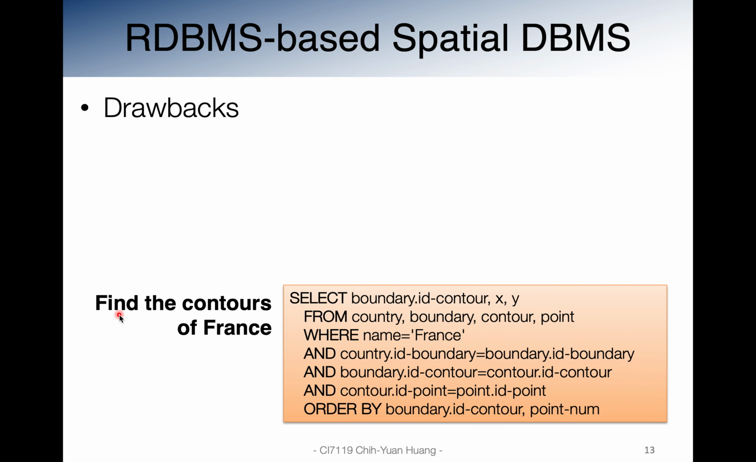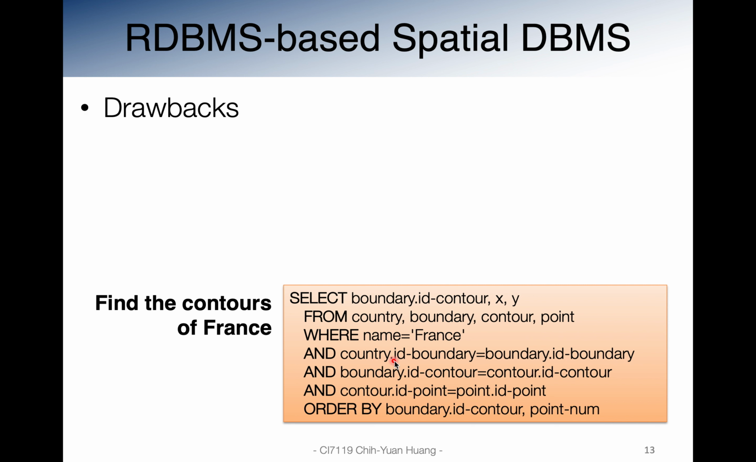For example, if we want to find the contours of France, then in this case we can use the SELECT, FROM, WHERE to find out the coordinates of the contours. When we are selecting, we select the boundary ID, contour, and also the x and y coordinates, from the tables that we just showed earlier: country, boundary, contour, and points. WHERE means the condition. The condition is the name equals France, and then it is followed by 3 lines of joins.